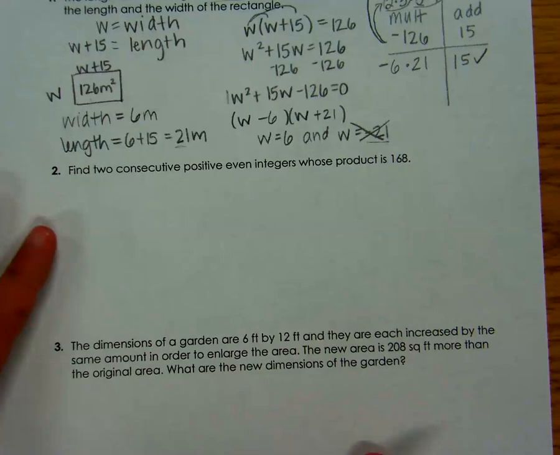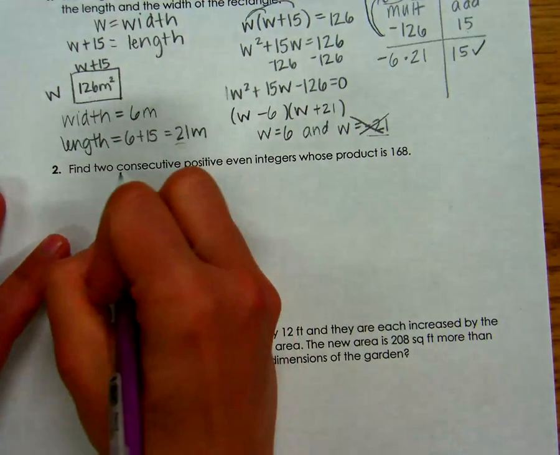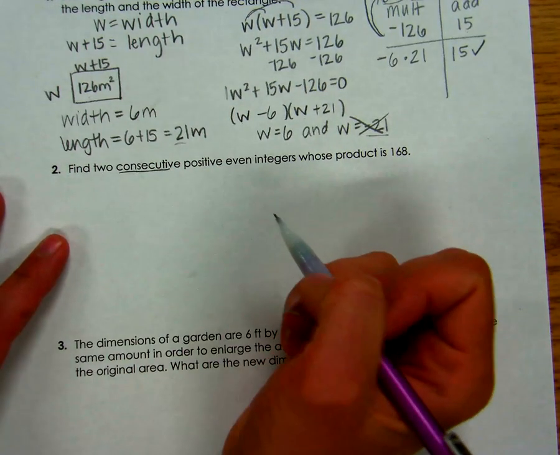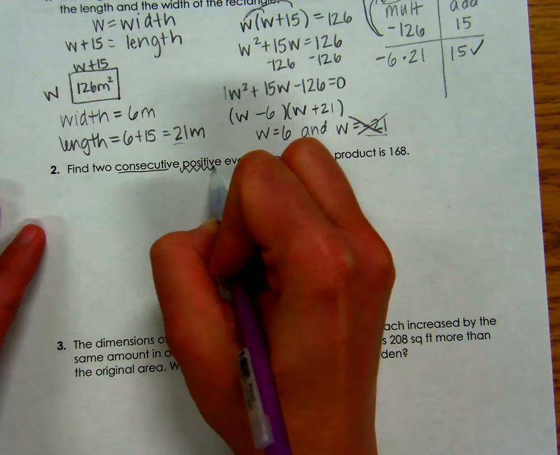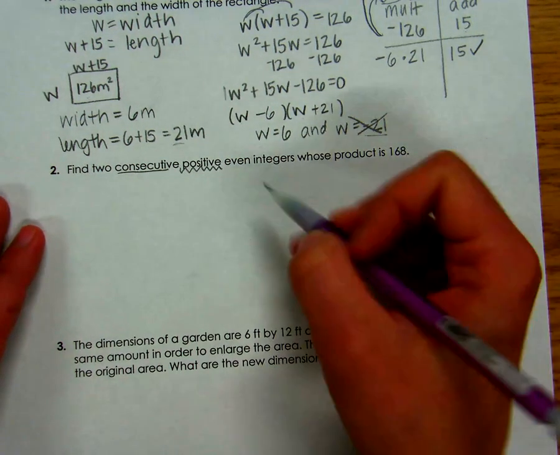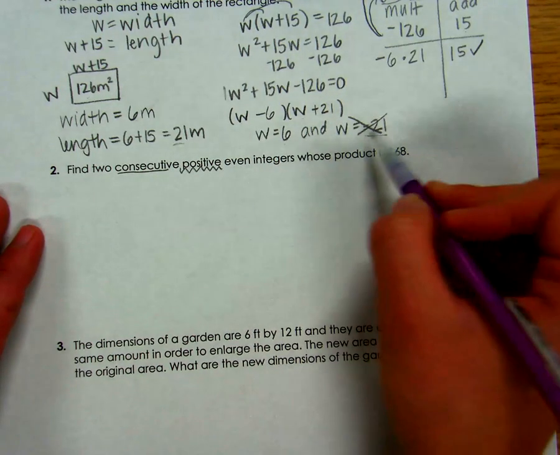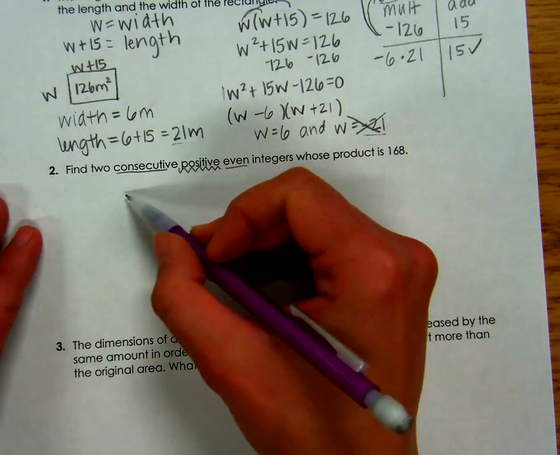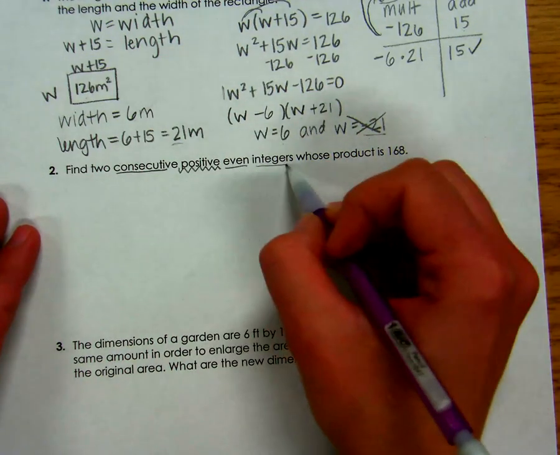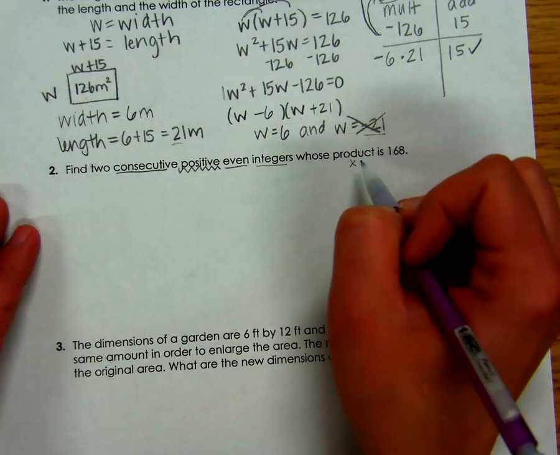Problem number 2 is find two consecutive positive even integers whose product is 168. So you got to know a lot of vocabulary. Consecutive is following each other. Monday and Tuesday are consecutive days of the week. We all know what positive means, but that might help us determine what answers could work and what ones don't. Even, we know, and that's going to help us set up our variables. And integers are whole numbers, positive and negative whole numbers. And then, of course, product is multiply.